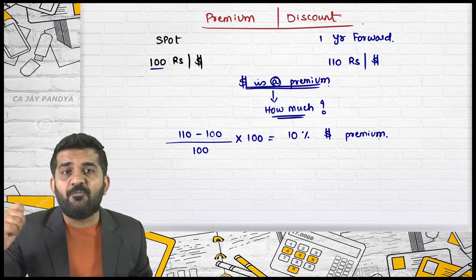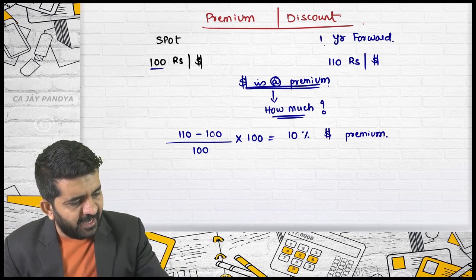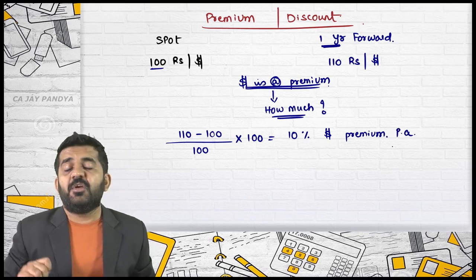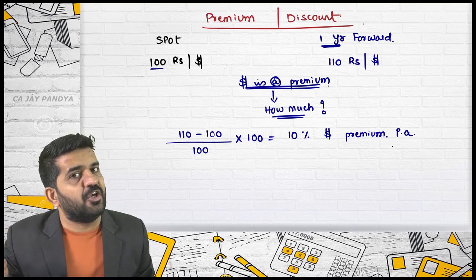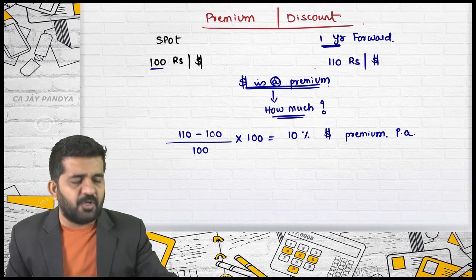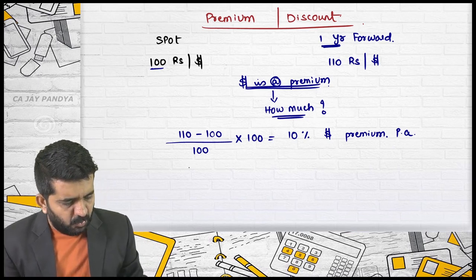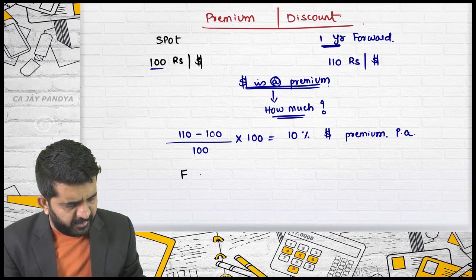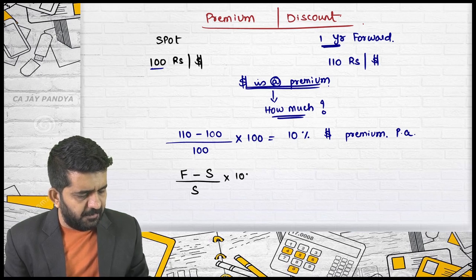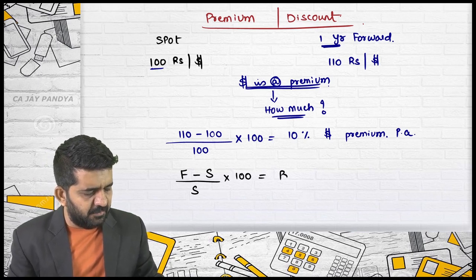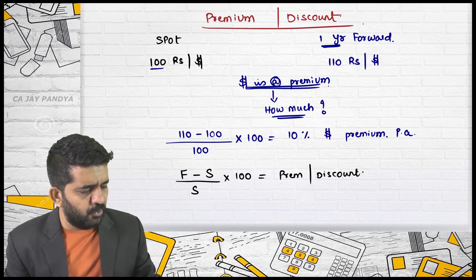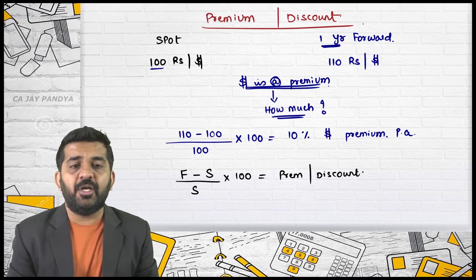Is it right? How I have found out? Try to concentrate. Number one, I have taken this for 1 year. So the rate I will be getting is always per annum. If it is not per annum, I'll have to change it and convert it into per annum. Is it right? But if the rate is per annum, it is for 1 year, this direct rate is per annum. Is it right? What was 110? 110 was forward. Forward minus spot divided by spot multiplied by 100 is nothing but a premium or discount. Yes, of course you need to convert it into per annum.